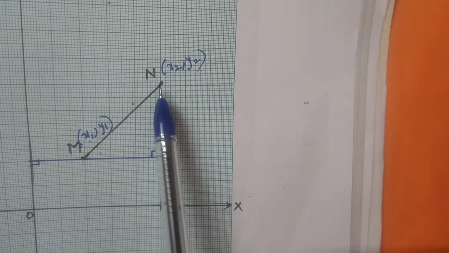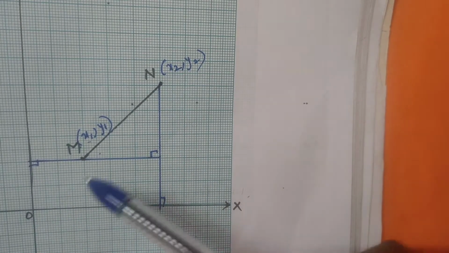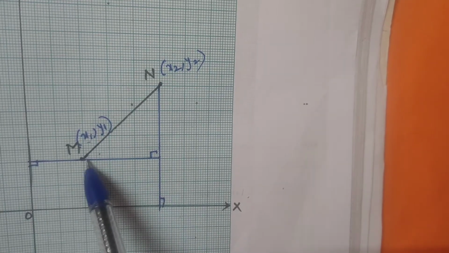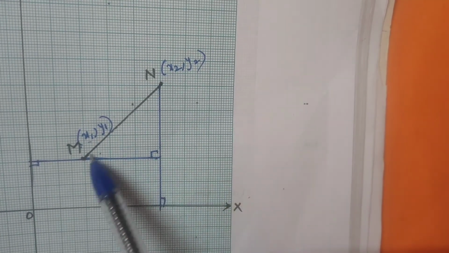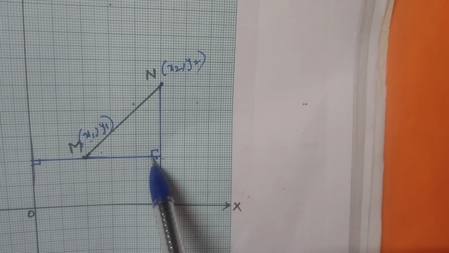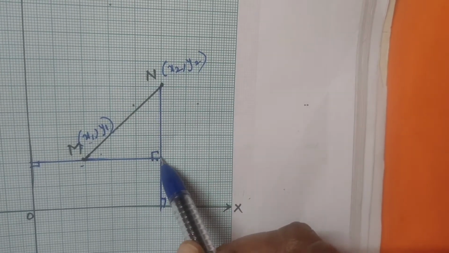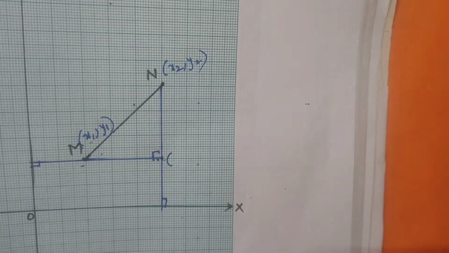Then what did we do? We made a perpendicular to x-axis. Then we made another perpendicular. Now only look into this one. This forms a triangle or not? Which triangle? Right angled triangle. So can I apply the Pythagoras theorem? Yes. Before this, I should know what this point is.